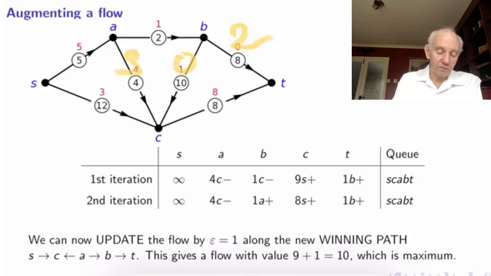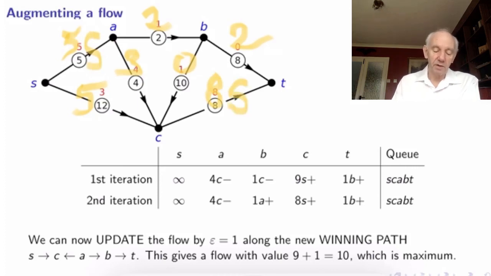We've got 5 here. Not 3. 2 here. This stays as 5, so it's saturated. This edge is saturated. This stays as 8, so this edge is also saturated. So in some sense, we can't use it anymore. And that gives us our maximum flow of 10, which you can think of as either 5 plus 5 or 2 plus 8.